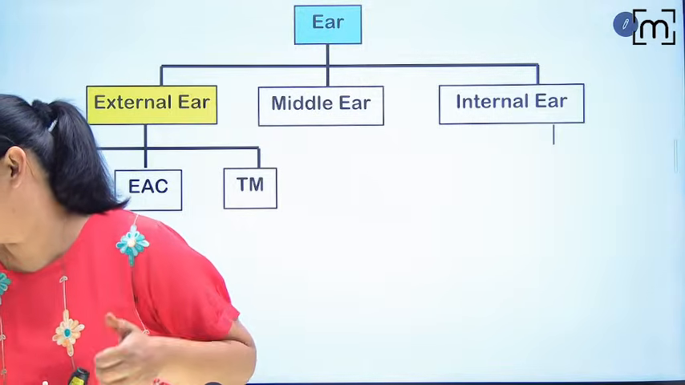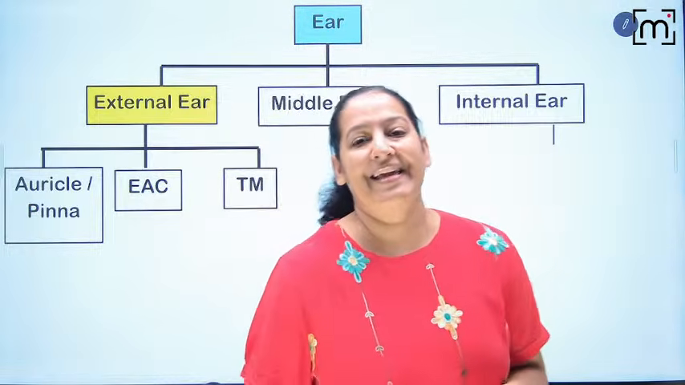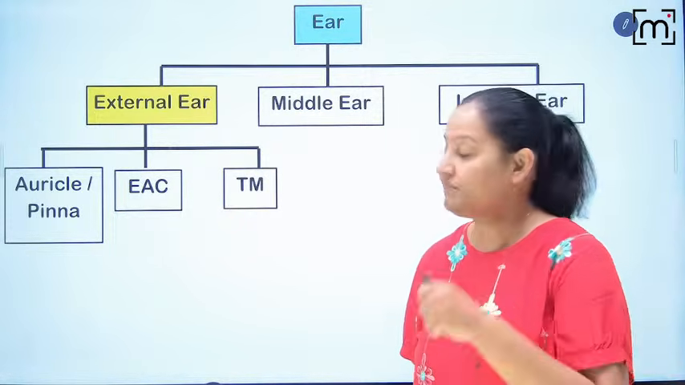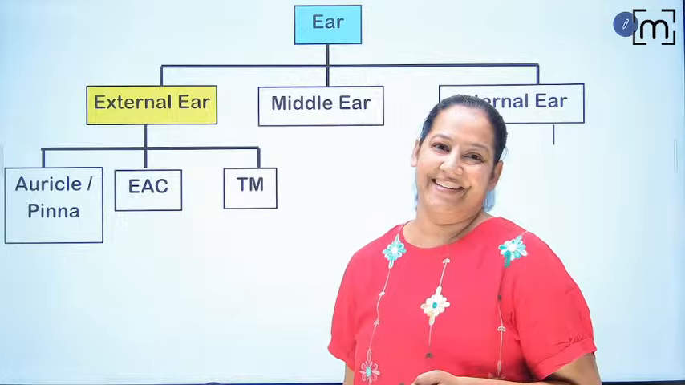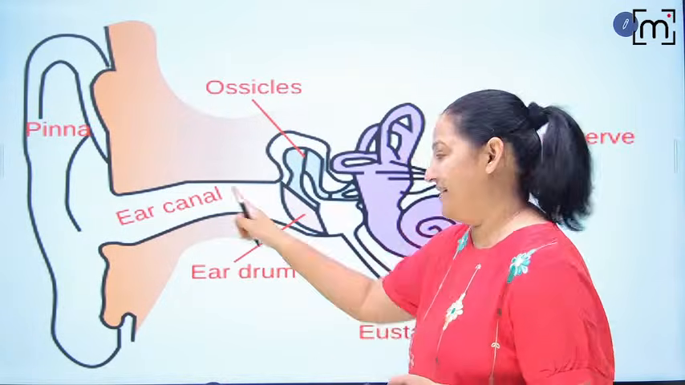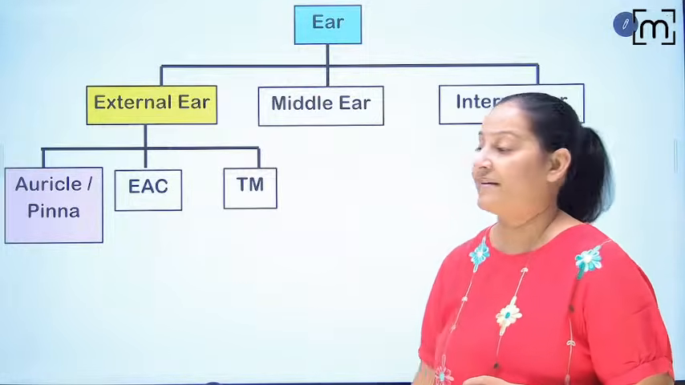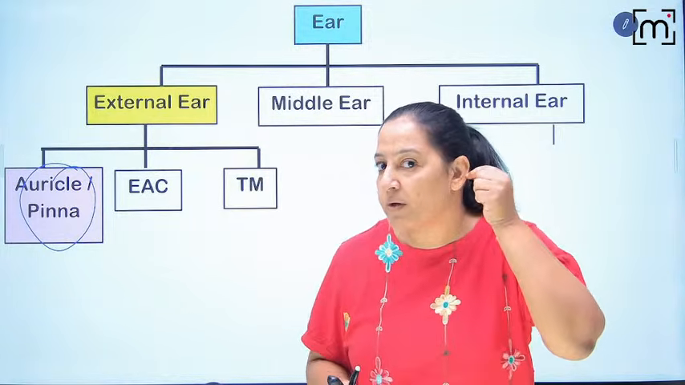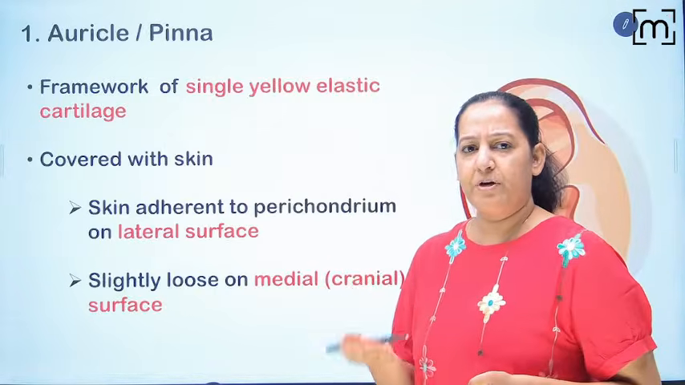Can we continue? Yes. So you can see, let's start with the three portions of the ear one by one. Let's start with external ear. In the external ear, there are three portions. One by one we will take it. Let's start with auricle. You already have a vision. What is auricle? This is auricle. So tell me the important points regarding auricle.